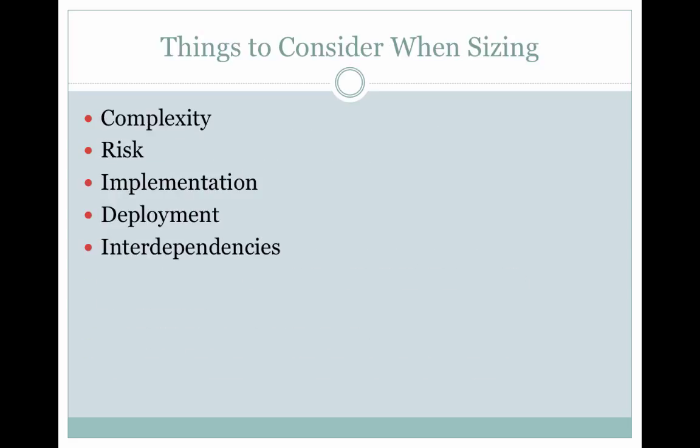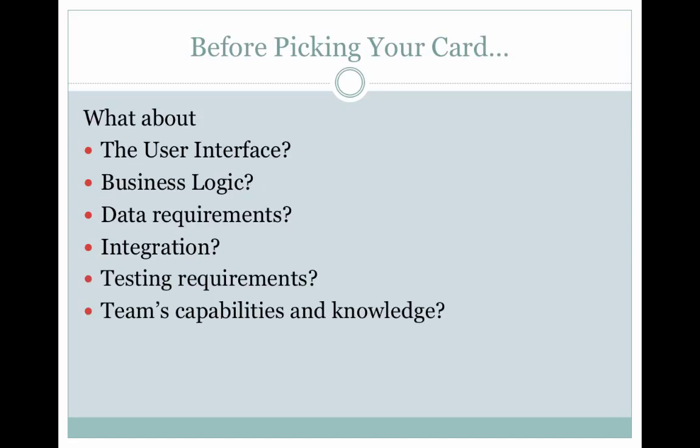Things to consider when sizing. When we look at sizing a user story, we look at 5 areas: complexity, risk, implementation, deployment, and interdependencies. For each one of those items, we look at the complexity on the user interface, complexity on the logic, complexity on the data requirements, complexity on integration, complexity on testing requirements, and the team's capabilities and knowledge.